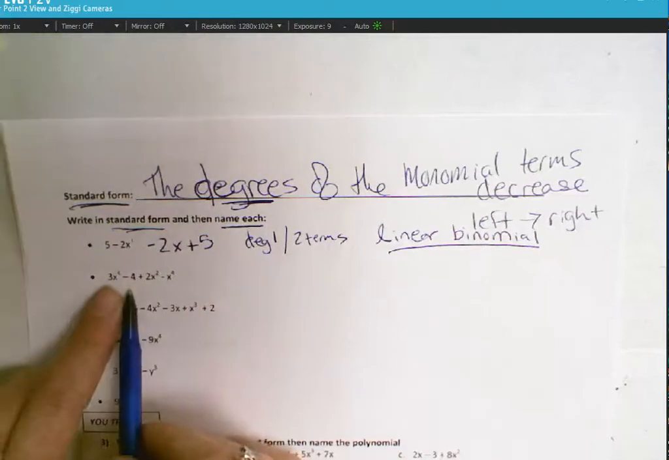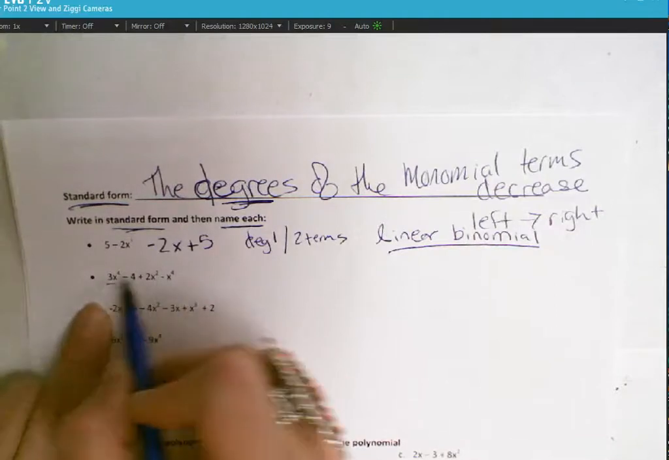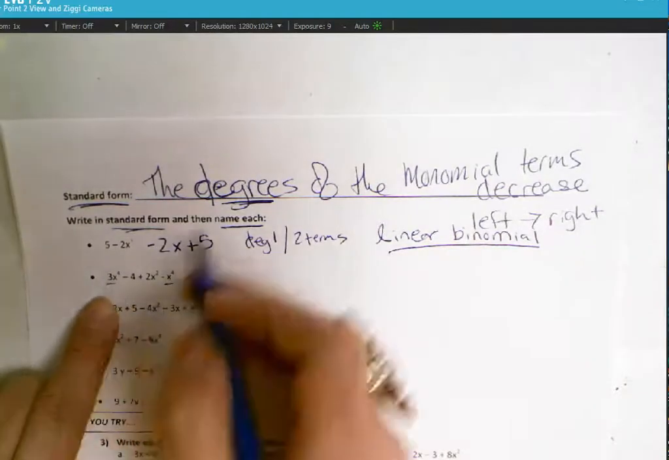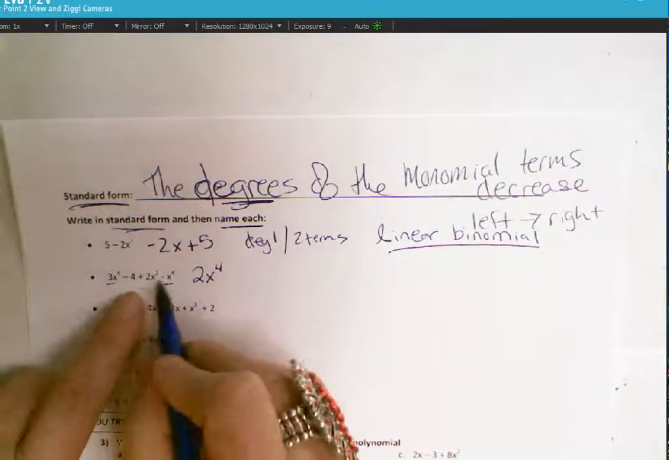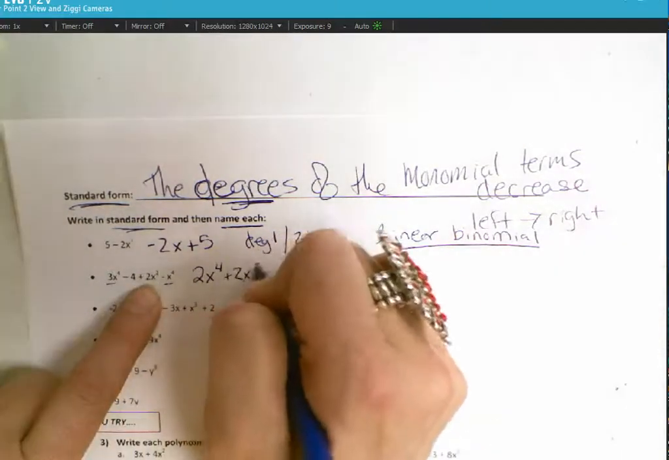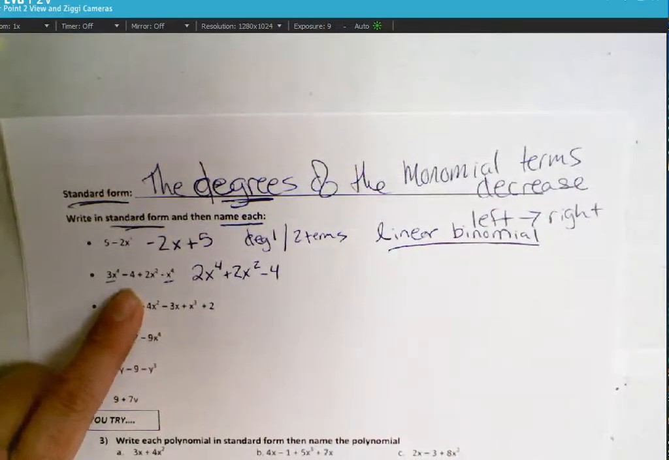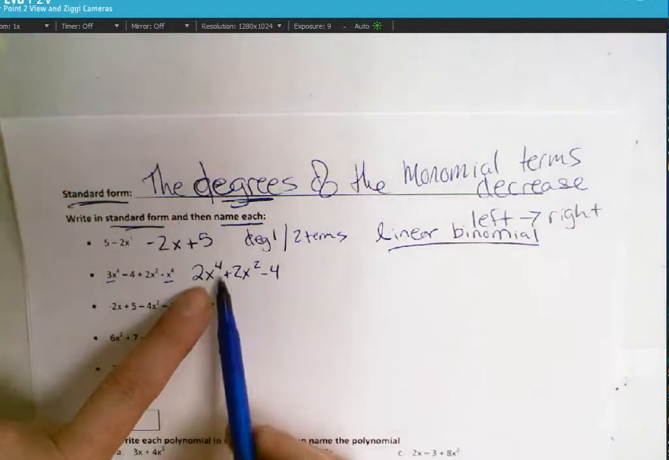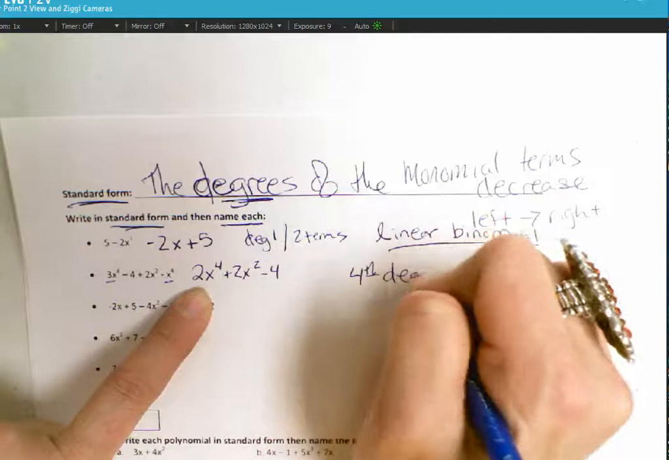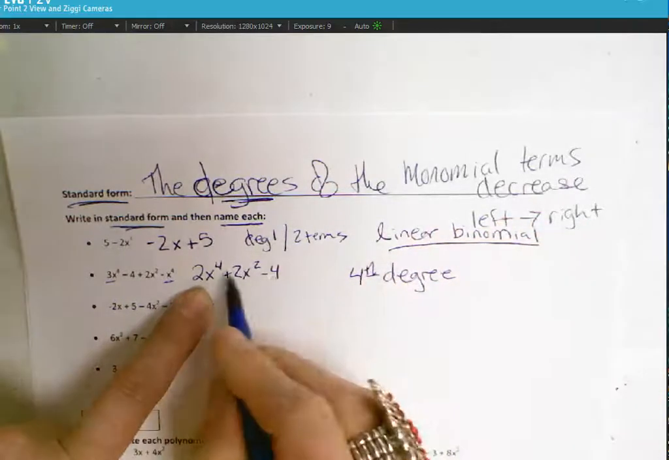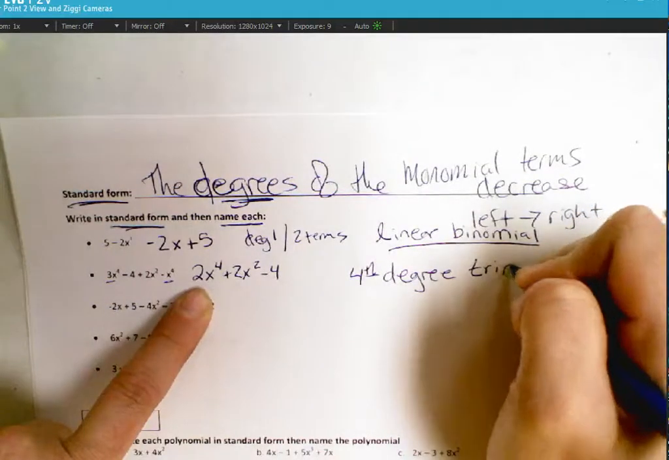Let's take a look at this one. We need to first make sure we're combining like terms and then putting it in standard form. So I have an x to the 4th and an x to the 4th. So I need to combine those to get 2x to the 4th. Next highest is squared, plus 2x squared and then minus 4. So I've simplified it and put it in standard form. Then I just have to figure out what's going on. My highest degree is 4, so it's 4th degree. 1, 2, 3 terms is like a 3-wheeled bike called a trinomial.